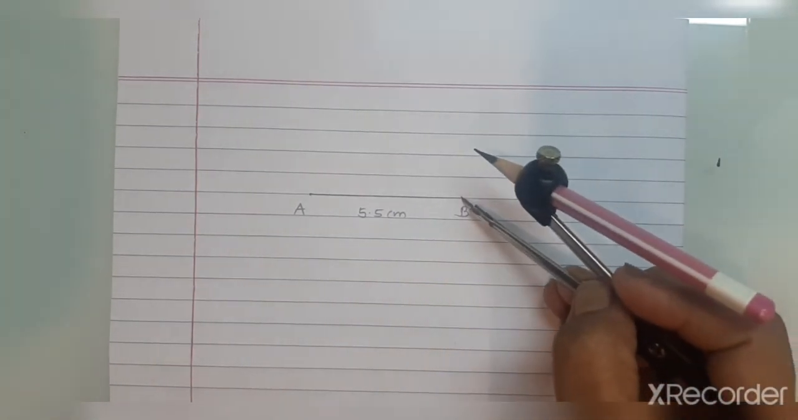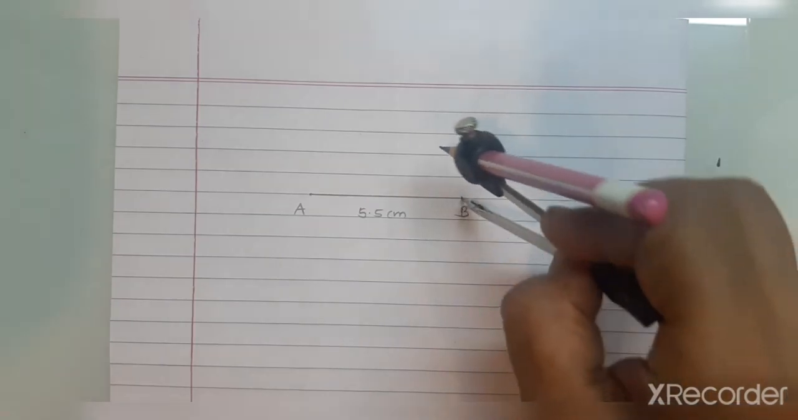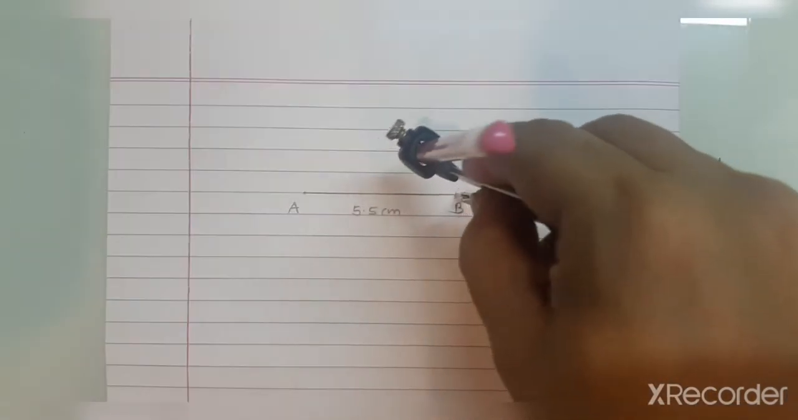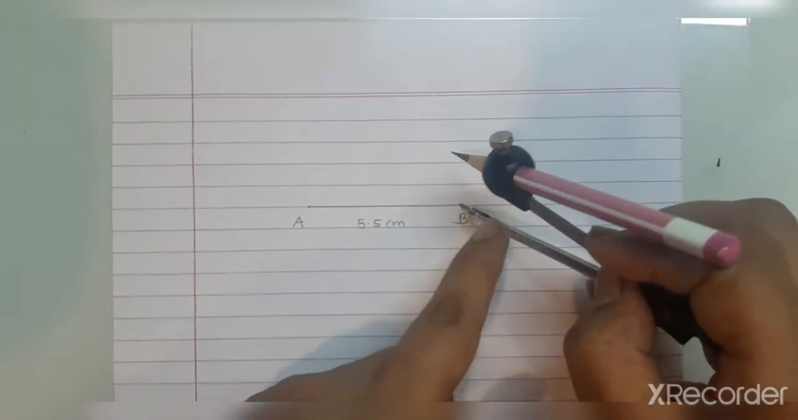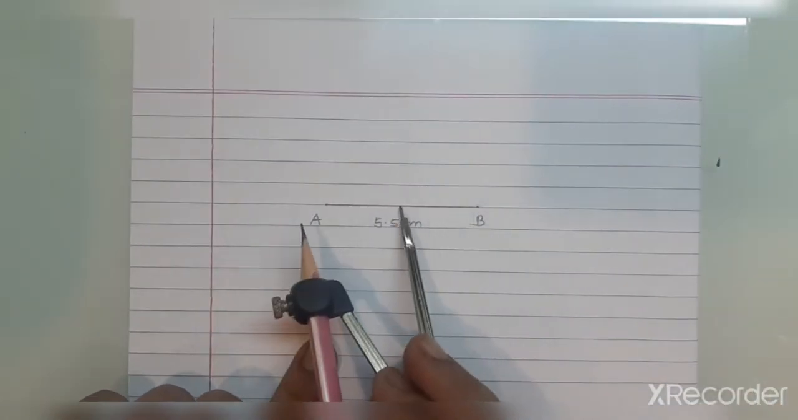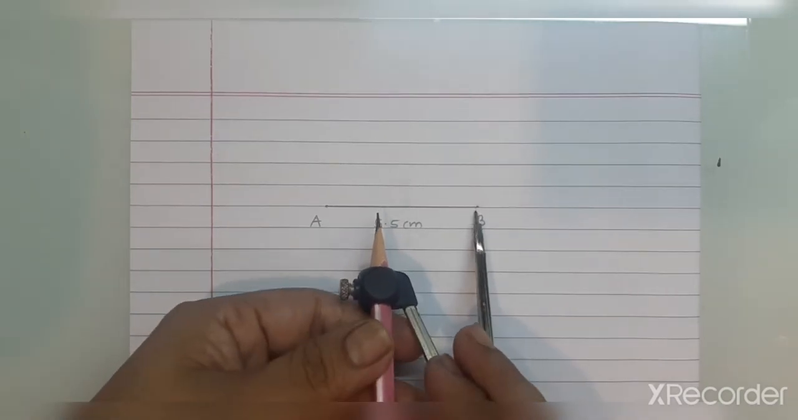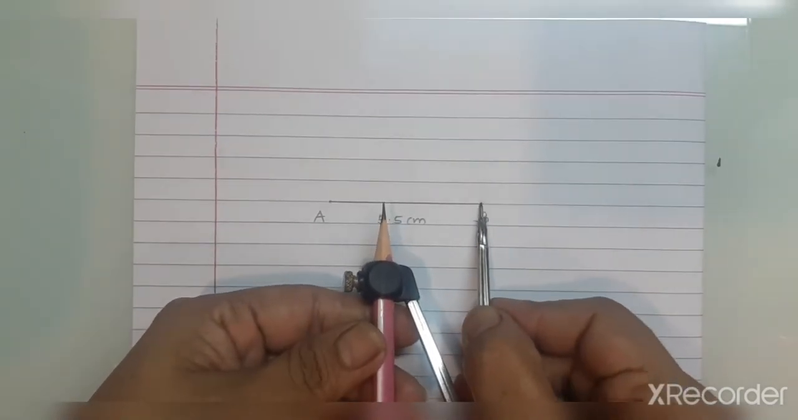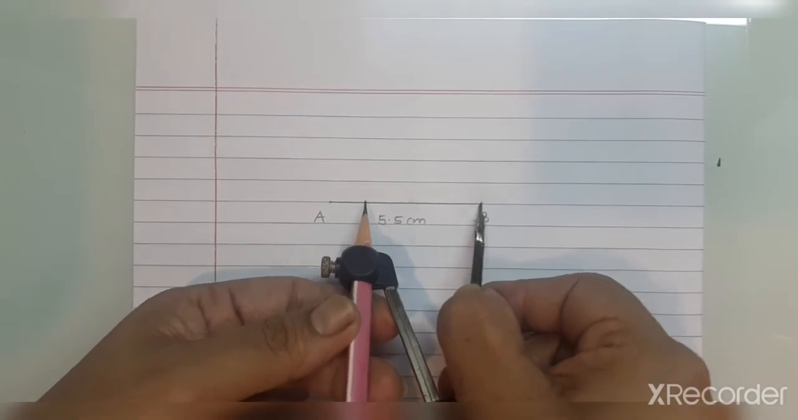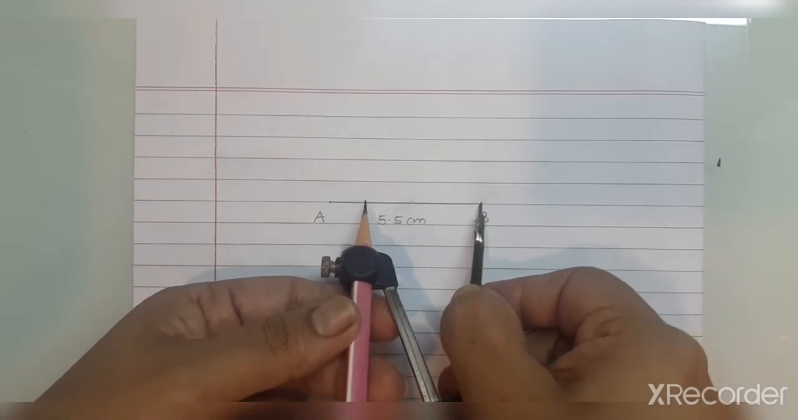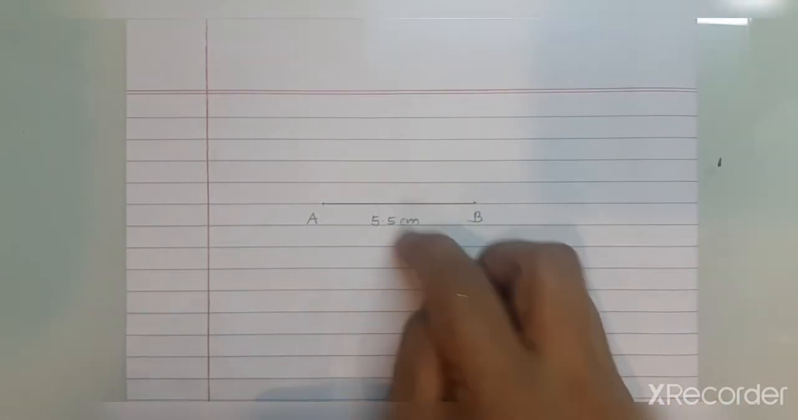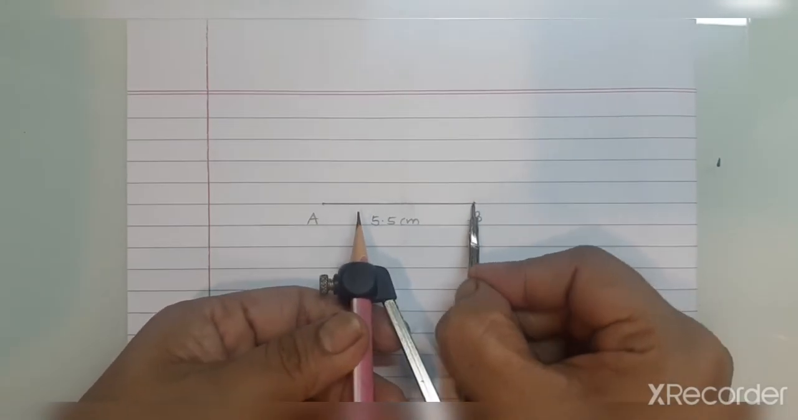So what I do is I keep the pointer on P and I adjust this compass in such a way that the distance is more than half. Can you see here? Now if you see this AB, half will be somewhere here. So the distance I am going to keep for the pencil and the pointer is this much, somewhere more than half. Okay, half is somewhere here. So you'll see I have taken the distance more than half.